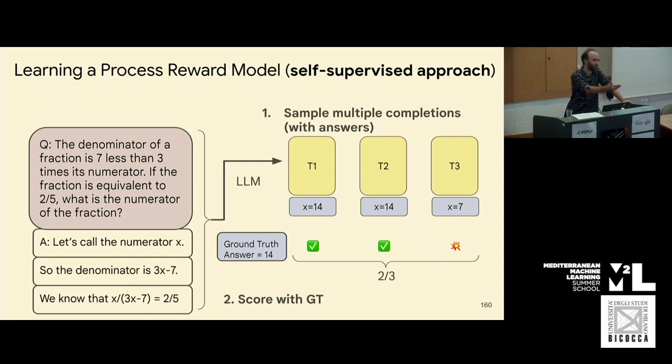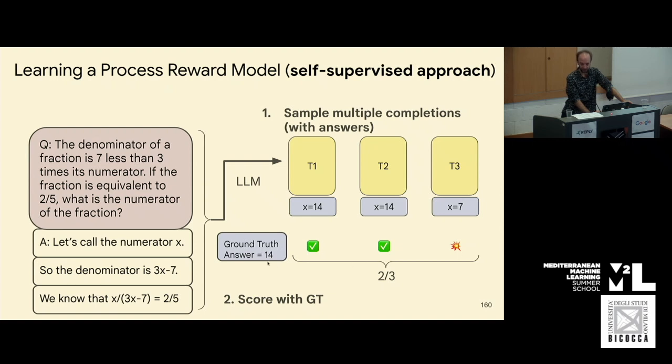I can't unroll my tree until the end of my beam search. I need an early signal of whether this is going well or not. So the way it's going to work is I'm going to do multiple completions from this partial trace, with the answers. I didn't put it here, but maybe I have one completion, and it gives me 14. This is a correct trace so far, by the way. So I give a completion and an answer, which is 14. Another one, the answer is 14. And the last one, the answer is 7.